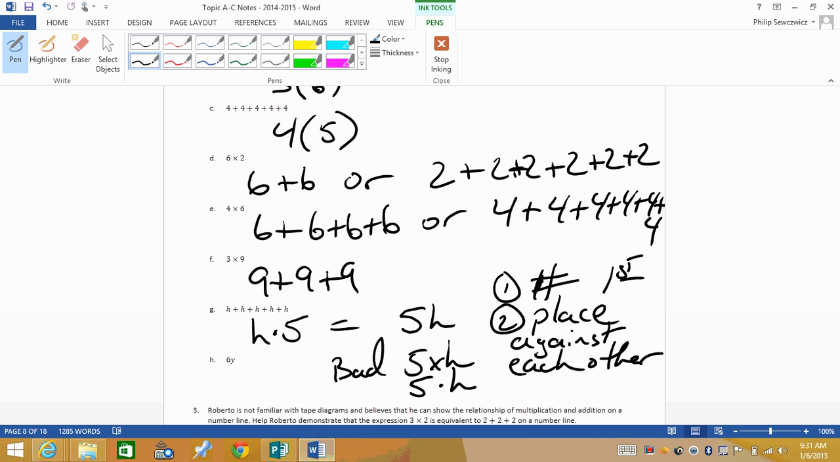So let's look at letter H here. It says 6y. So again, multiplication is the same as repeated addition. So you're going to take that y and it's going to appear 6 times. So y plus y plus y plus y plus y, 1, 2, 3, 4, 5, and then 6.